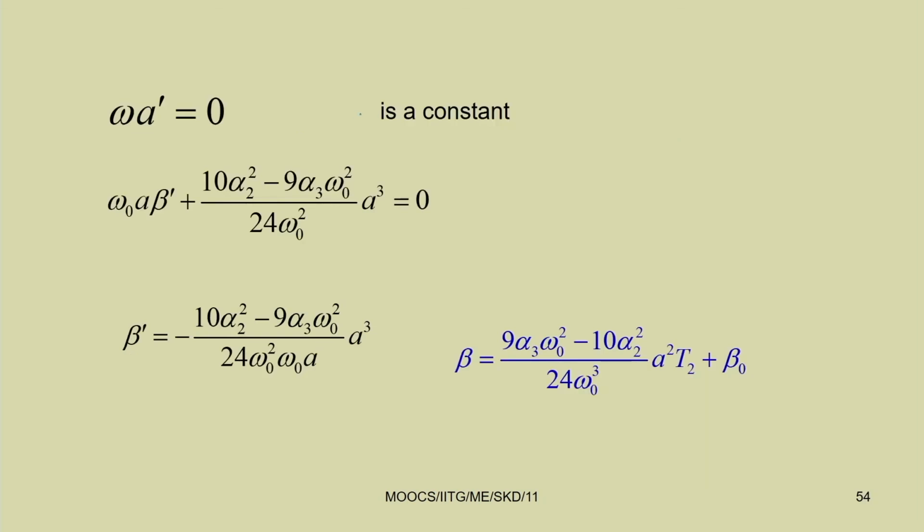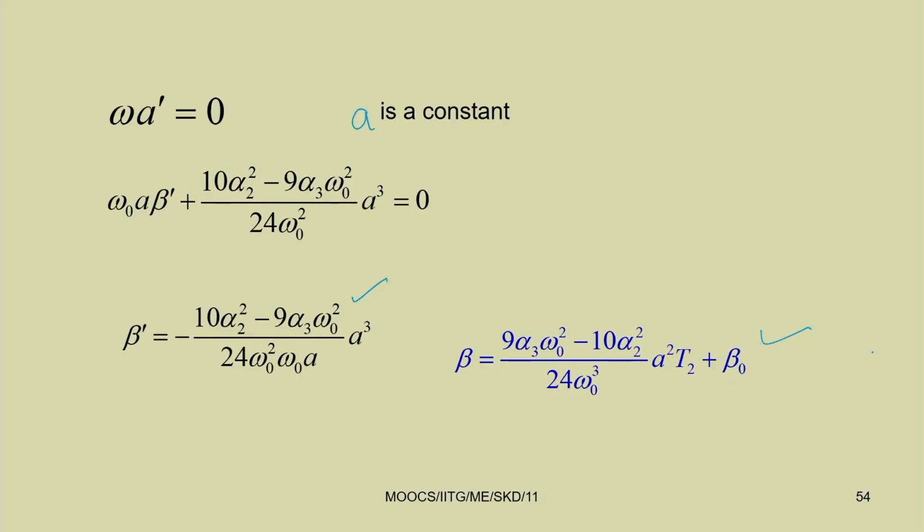So, a must be a constant, and the second equation leads to omega 0 a beta dash plus (10 alpha 2 square minus 9 alpha 3 omega 0 square) by 24 omega 0 square a cube equal to 0. From this, we can get the beta dash expression. Now, you can see that the right hand side is a constant, so beta dash is a constant. So the expression for beta will be equal to this, and as it is a constant, integration of this gives this into T2.